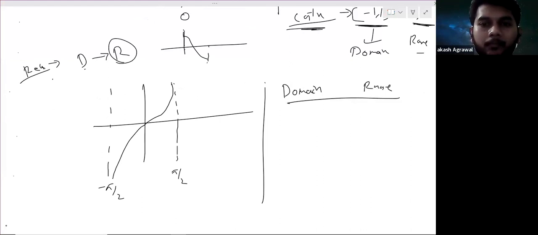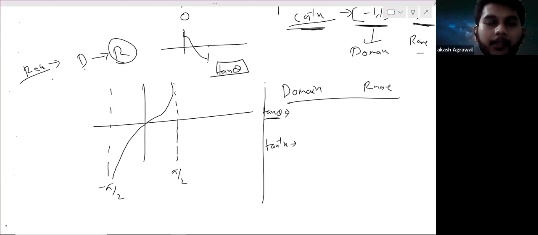Minus pi by 2 to pi by 2. This is tan inverse, right? If I write tan theta for real numbers, what is the maximum value? Look at the graph. This is the graph of tan theta. What is the highest point of this graph? The graph goes to all real numbers.